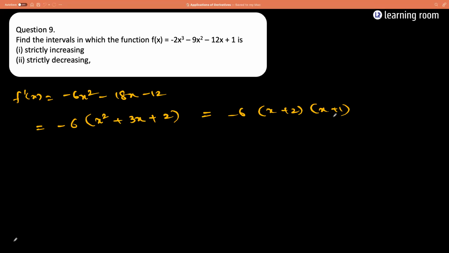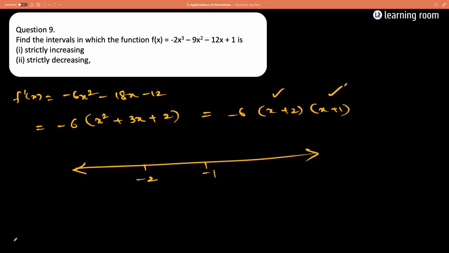Sir, for the first one, I don't think there is an interval. For which one? Strictly increasing? Yes, sir. If it is not there, it's fine. That's not our headache. If it is not there, it's not there. That's it. Minus 2, minus 1. So when you substitute a value x less than minus 2, what will happen?